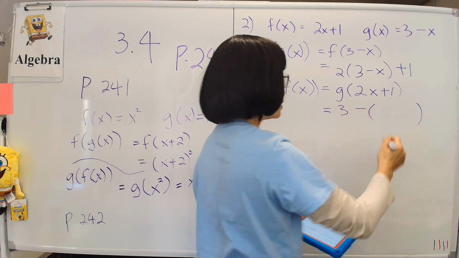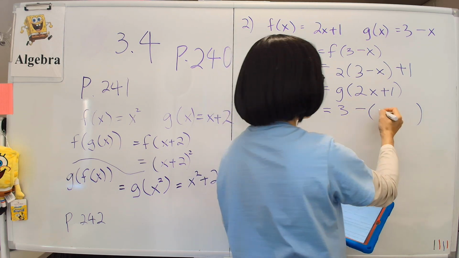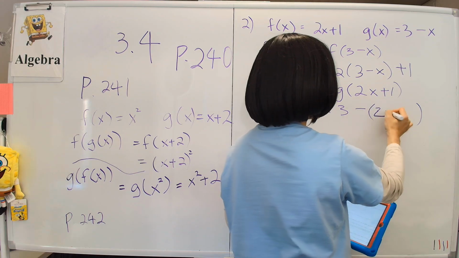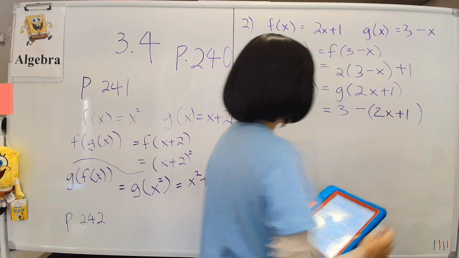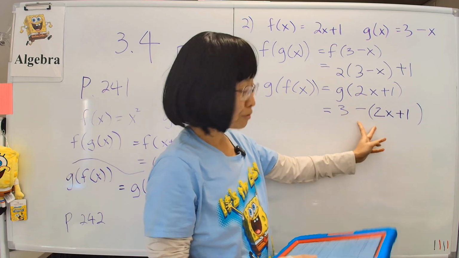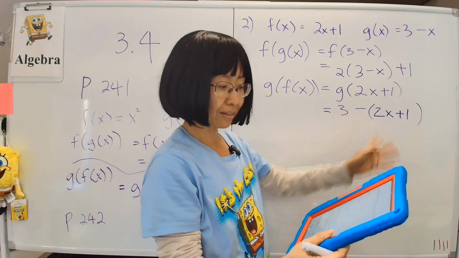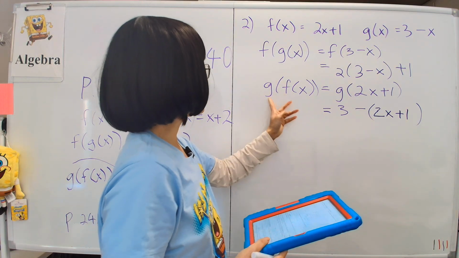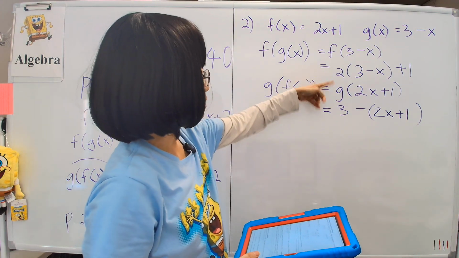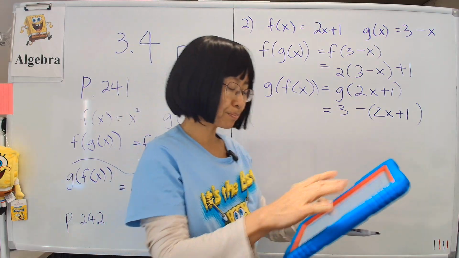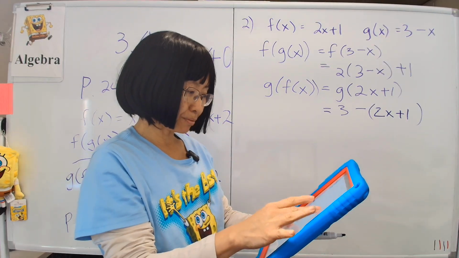Be sure to write parentheses here, especially if you're doing minus, because you're minusing the entire input. The input is 2x plus 1, and that's that. And this happens to be 3 minus 1 is 2, so it's like 2 minus 2x. That's correct. As your book shows, minus 2x plus 2, same thing. So that's g of f of x, and again, as you can see, they're not the same thing. So that's example 2.